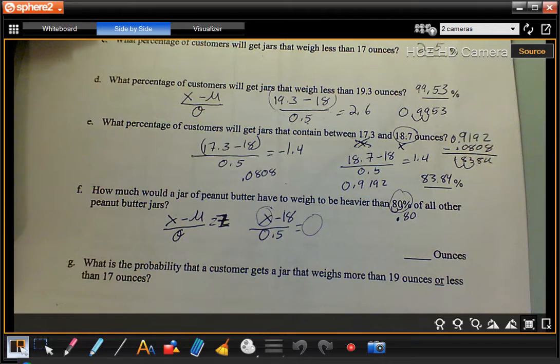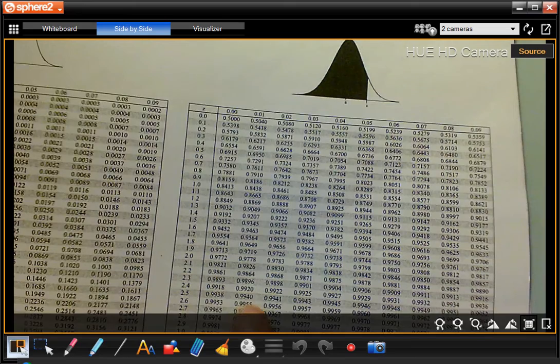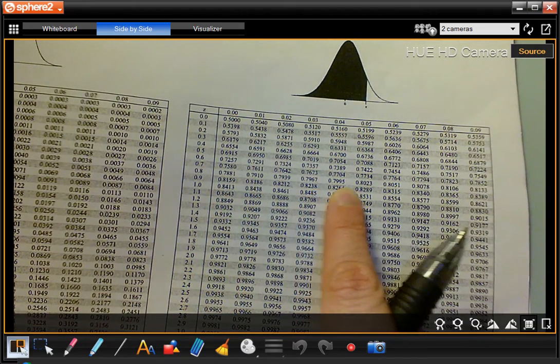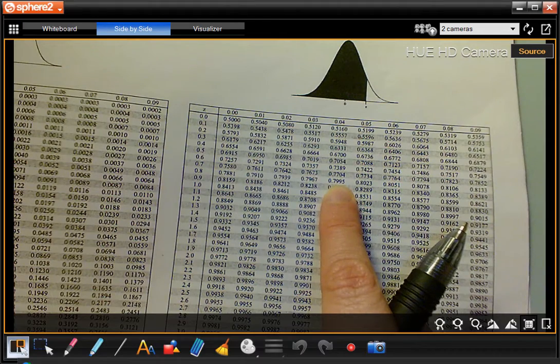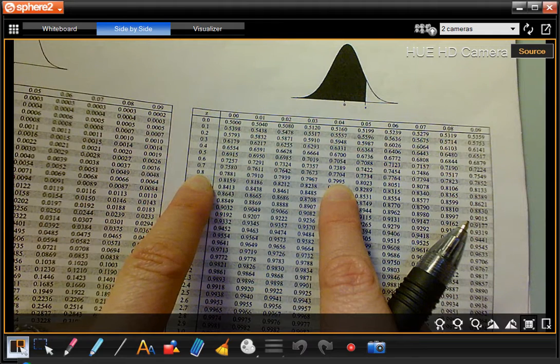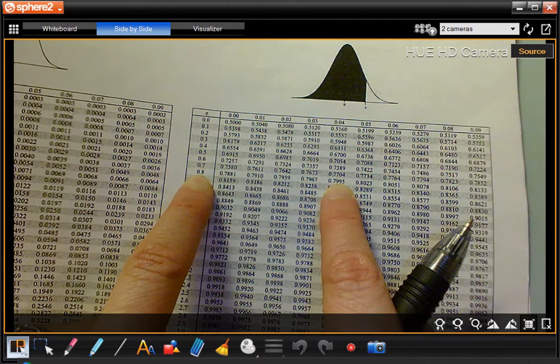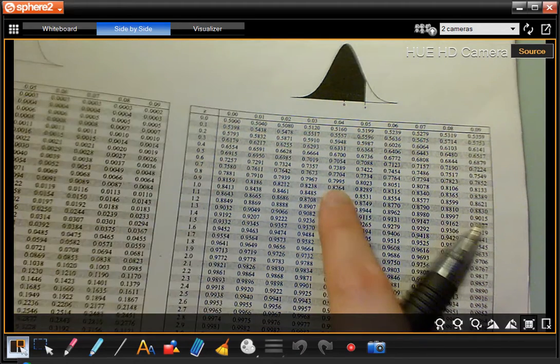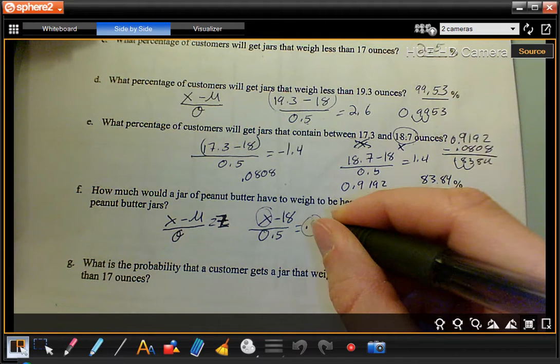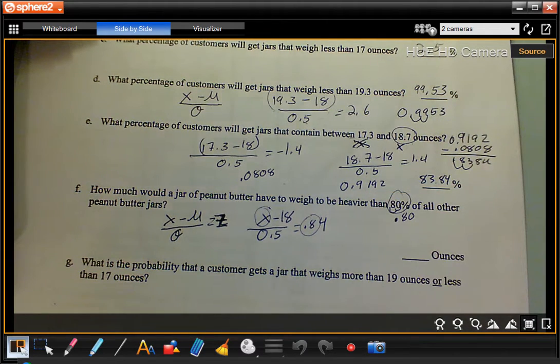So, over here, I'm looking up 0.80. So I'm trying to find as close to 80% as possible. I think I'm probably right here at 0.84. See how it's 0.7995? That's really close to 0.80. So I'm going to make this equal to 0.84. Okay, now I've got to solve it.